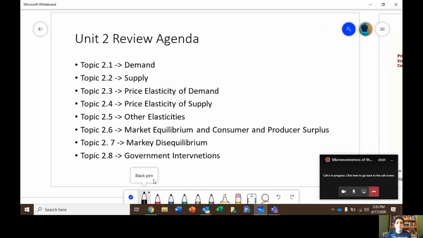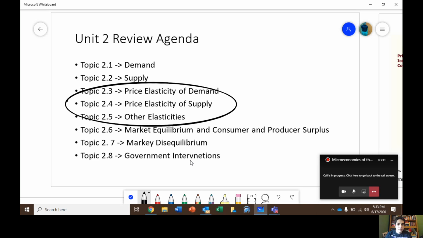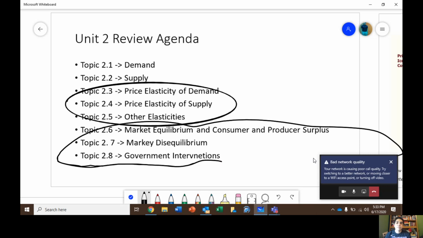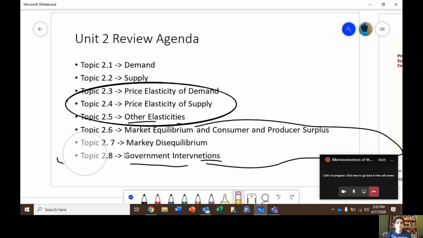In particular, I'm not going to go very heavily into elasticities and calculating elasticities. I'm going to admit this. And then I'm also not going to go very heavily into market equilibriums, government interventions, etc. The only, I guess, lengthy examples that I'm going to go into are demand and supply. We are going to talk about that.